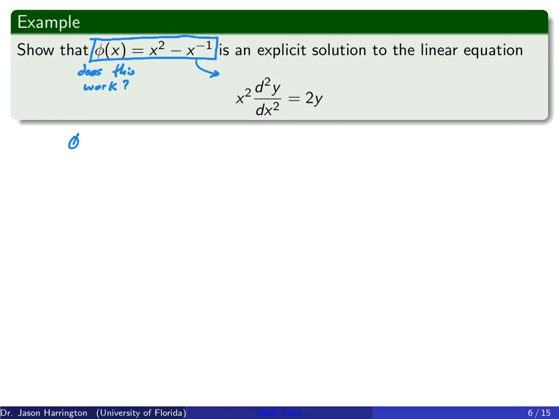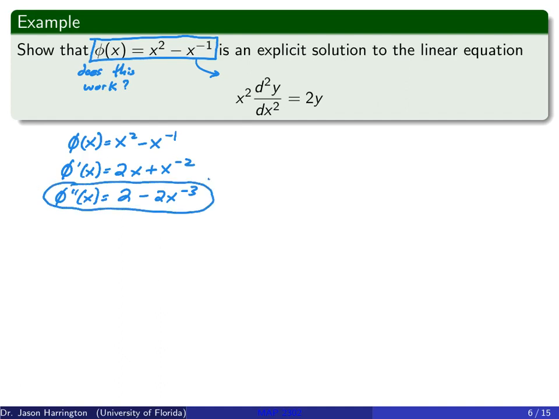So I'm going to start off with phi of x is equal to x squared minus x to the negative 1. The first derivative of phi is equal to 2x plus x to the negative 2. And then the second derivative of phi is just equal to 2 minus 2x to the negative 3. And I'm going to substitute this back into the equation and see what happens. So here's how I start this. I just say I'm going to check.